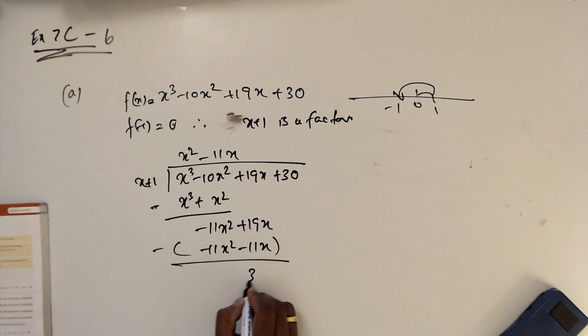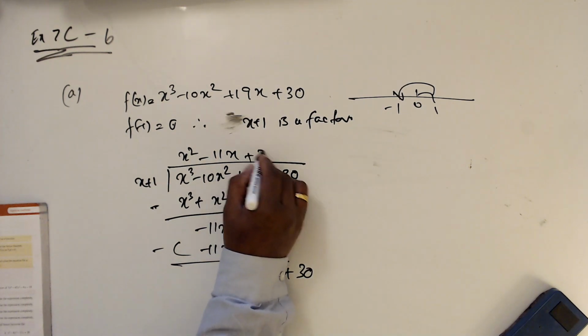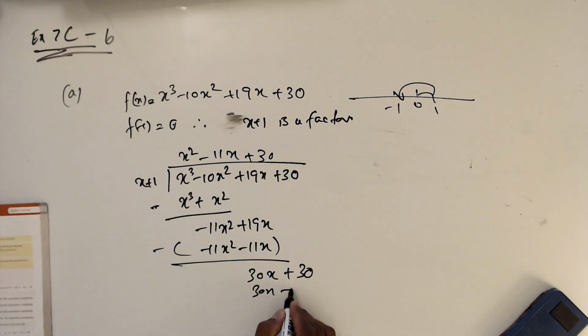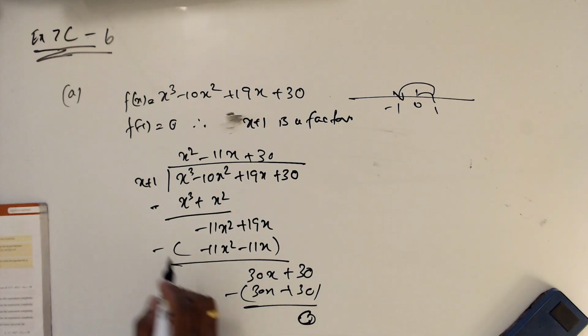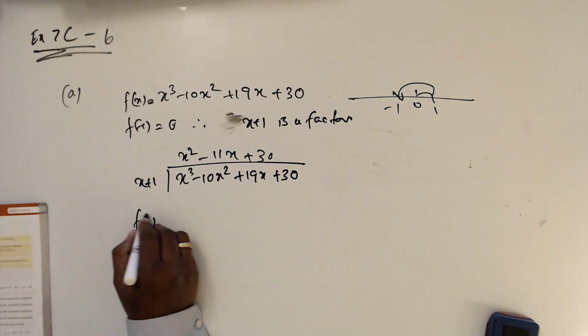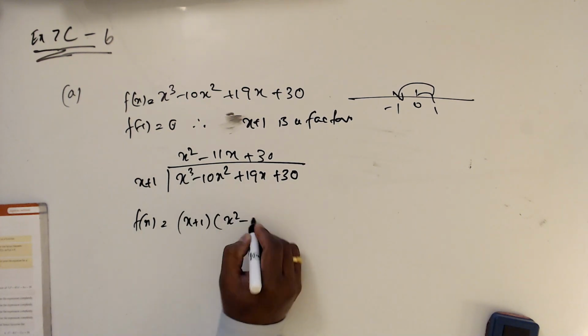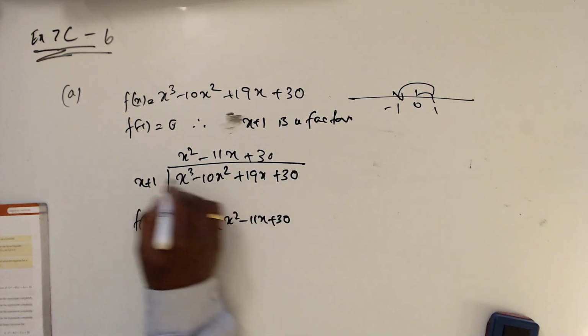This is going to be 30x. I will bring this one down, 30. Then this is plus 30x plus 30. We subtract it, 0. No remainder. The remainder is 0. Then I can write f(x) equals x plus 1 times the quotient x square minus 11x plus 30.